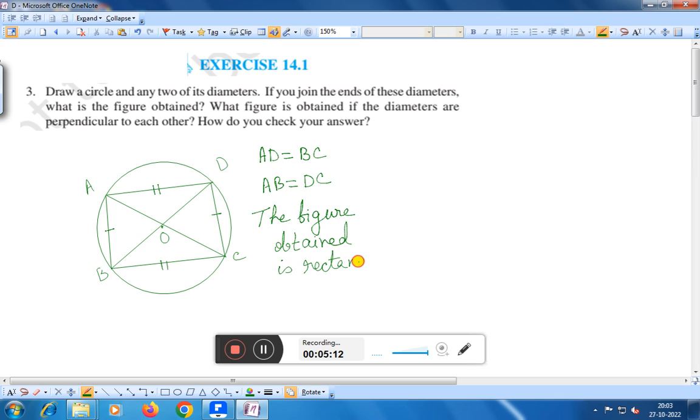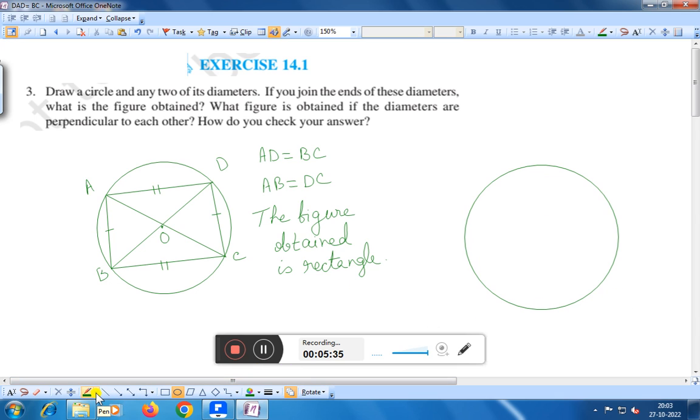Now we will discuss the second part. The second part is: what figure is obtained if the diameters are perpendicular to each other. Let us again draw another circle. Right? You see, we draw another circle here. And this is the center of the circle.